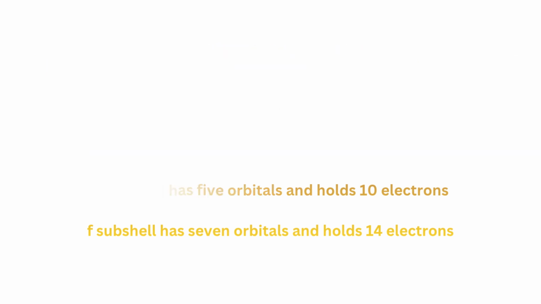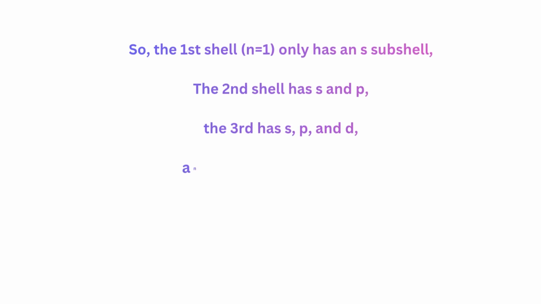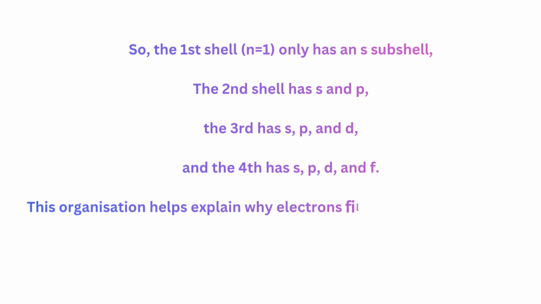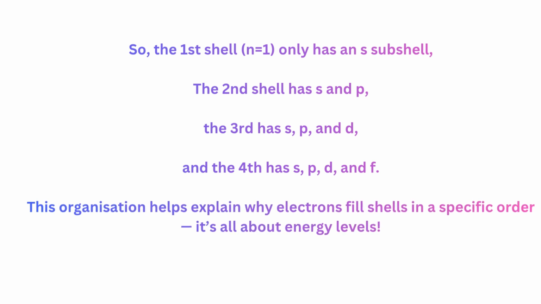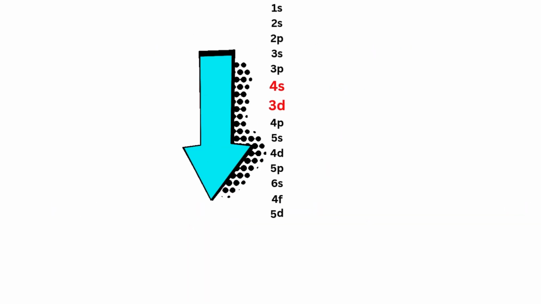So the first shell, n equals 1, only has an s subshell. The second shell has s and p. The third has s, p, and d, and the fourth has s, p, d, and f. This organization helps explain why electrons fill shells in a specific order. It's all about energy levels.